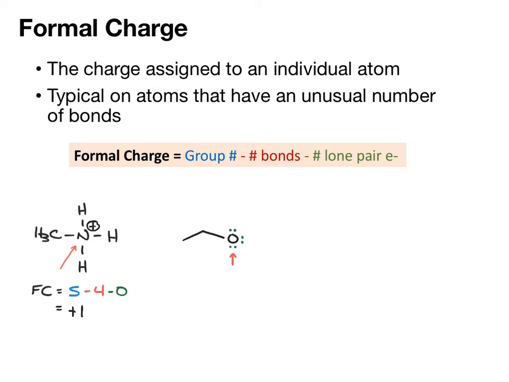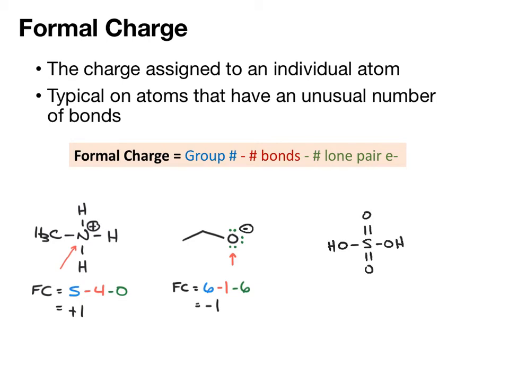So now to calculate the formal charge, we take oxygen's group number, which is 6, subtract the number of bonds. Oxygen just has 1 bond here. And then we subtract the number of lone pair electrons, not the number of lone pairs. There's 3 lone pairs, but there are 6 lone pair electrons. 6 minus 1 minus 6 gives us a negative 1 formal charge. So this oxygen bears a negative charge on it.